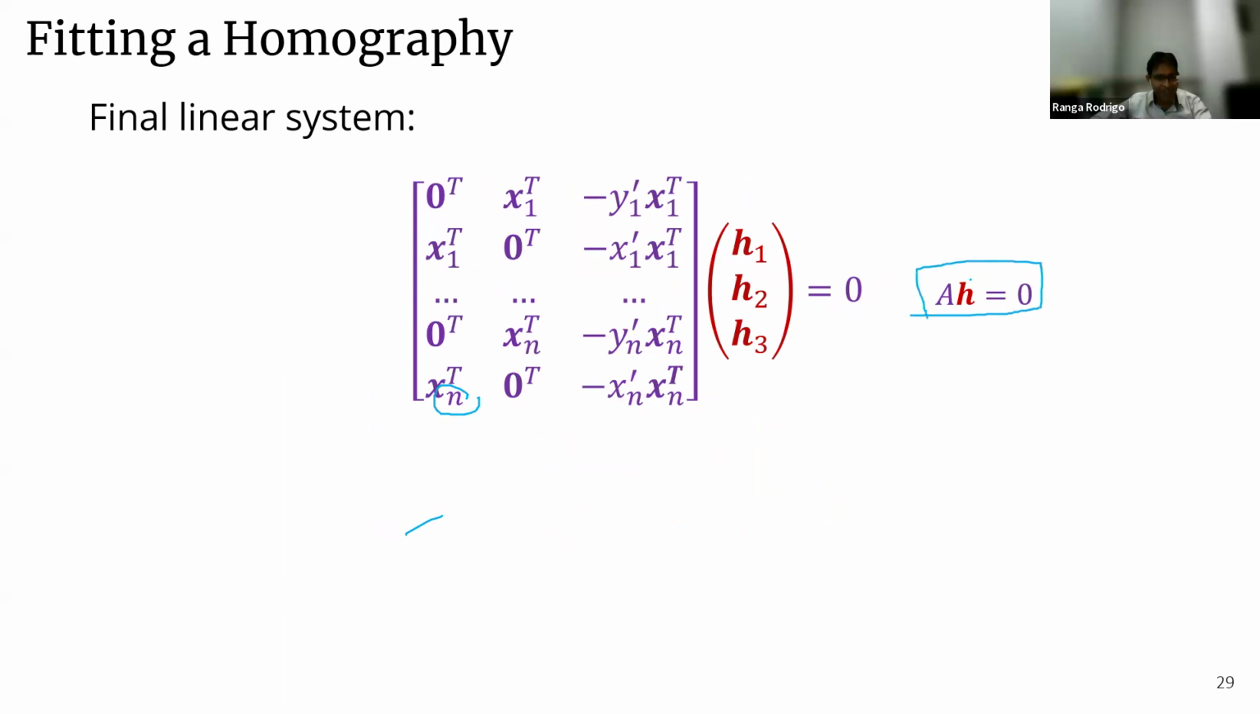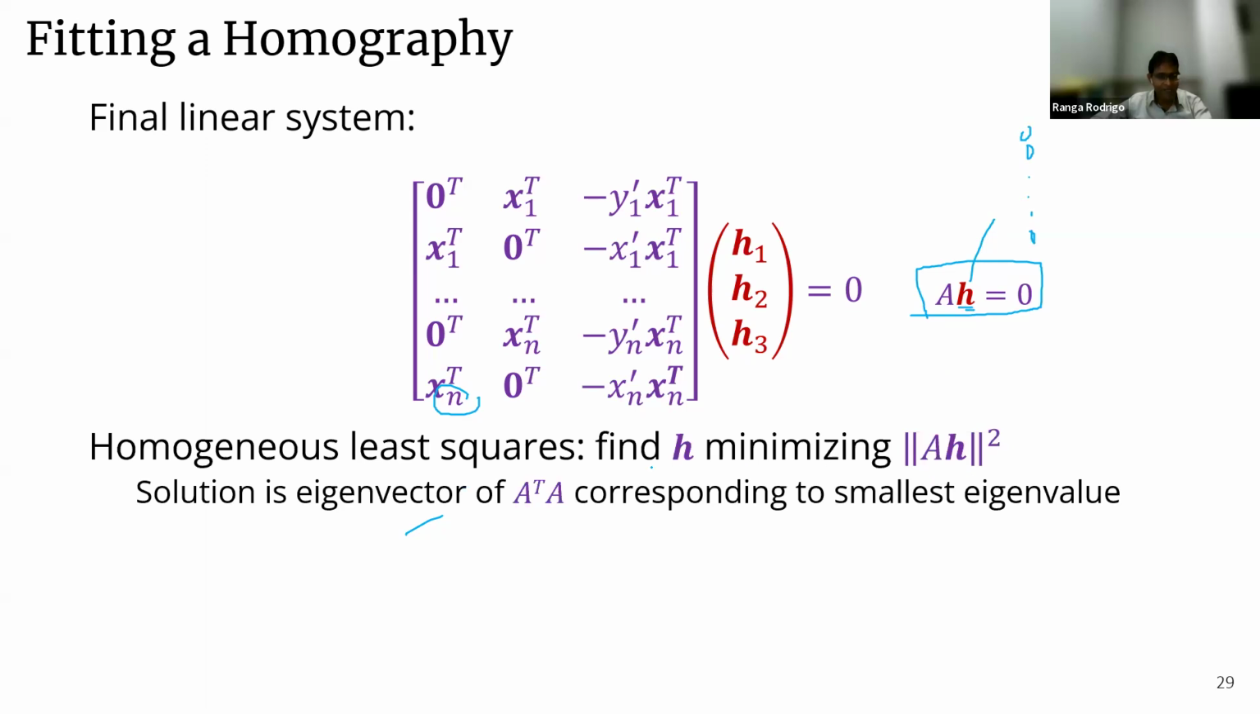When you have AH equals 0, you can put 9 zeros for H and you get 0. So the so-called trivial solution is a solution for this. But that's not what we want. We want numbers other than 0. So we find H minimizing this. That's what we have to do.